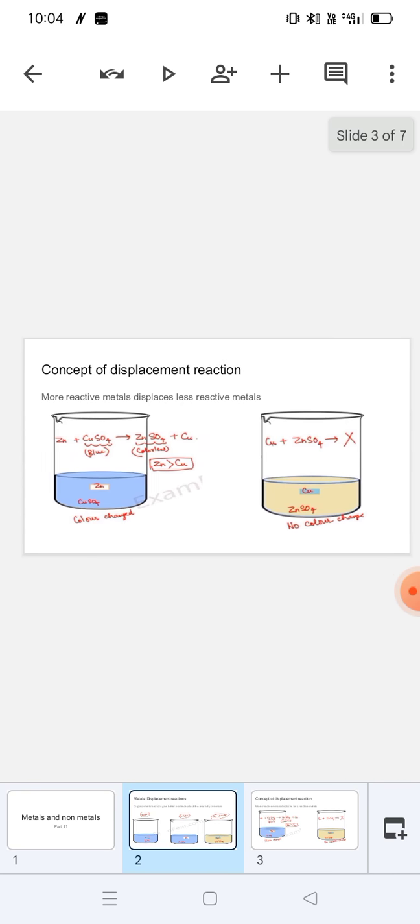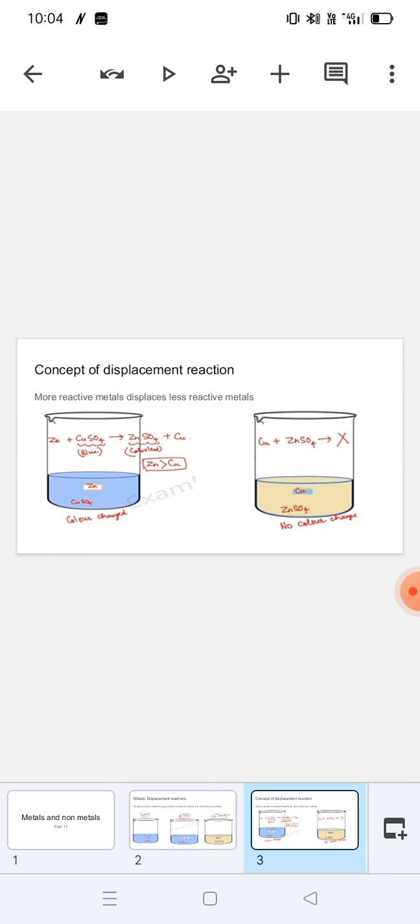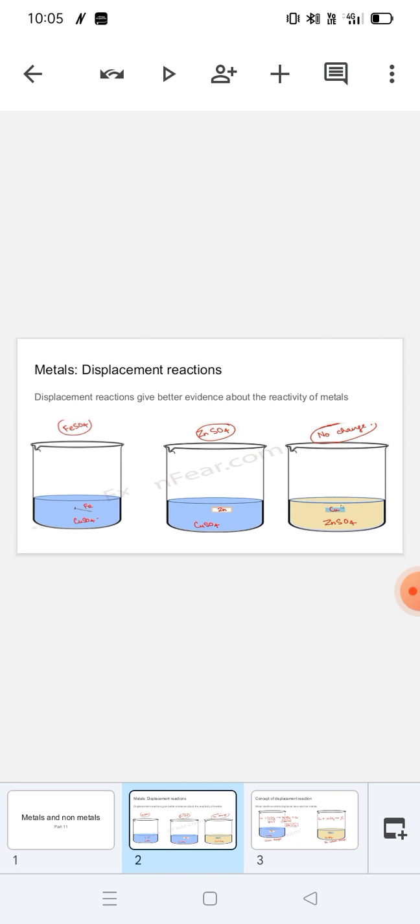So from this what we are understanding, the main concept is: more reactive metal displaces the less reactive metal. Why does it displace? Some metals displace here and some do not, which means only the metal with more reactivity will displace the less reactive metal. So if you take iron, first beaker, iron and CuSO4, iron is more reactive than copper. Iron metal has higher reactivity than copper.